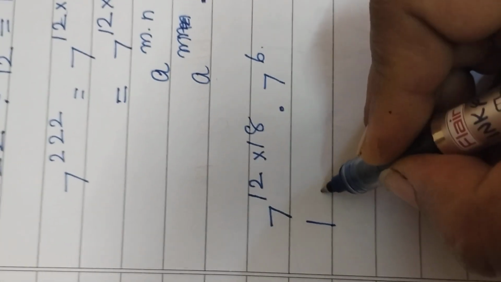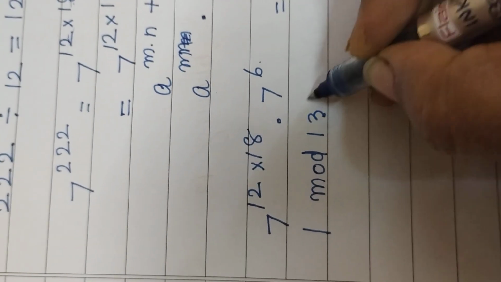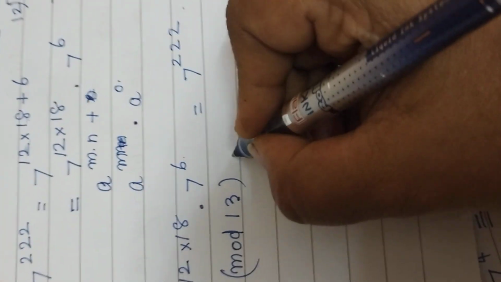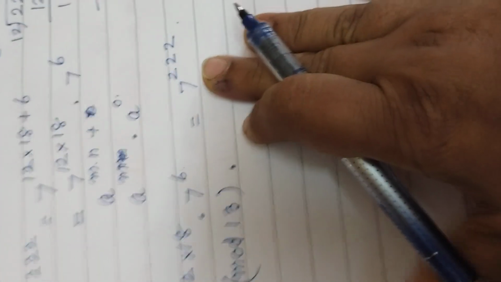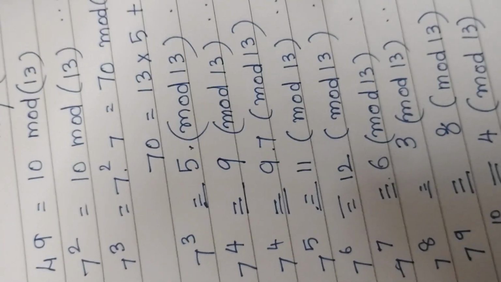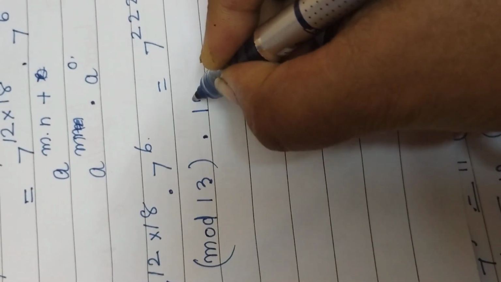This is 7 power 12. It is 1 modulo 13. So this is 1 modulo 13, into 7 power 6. 7 power 6 is 12 modulo 13. So this is 12 modulo 13.